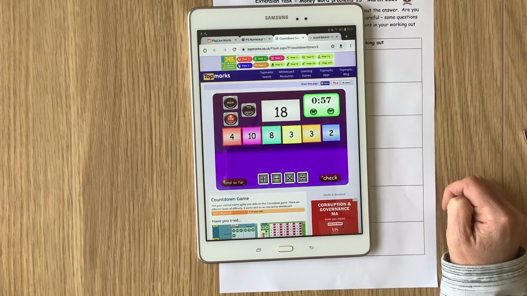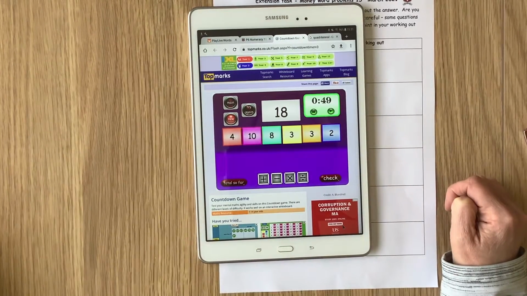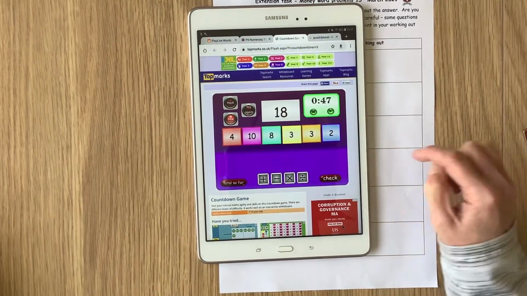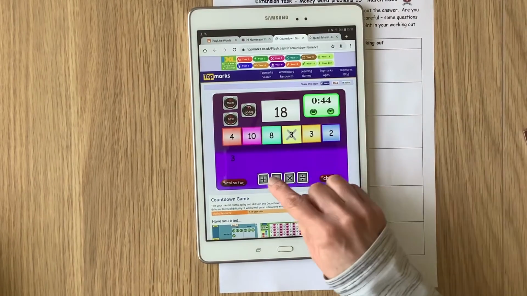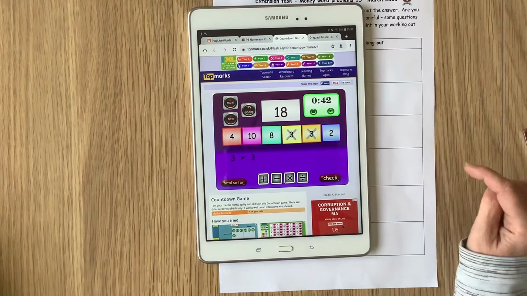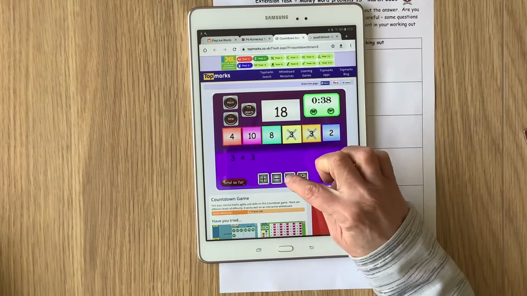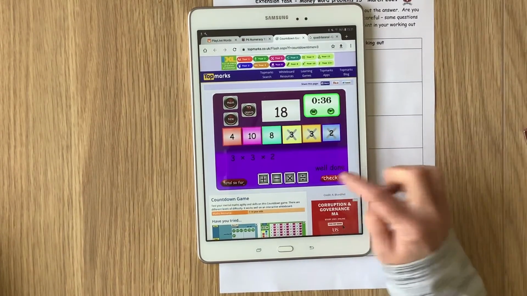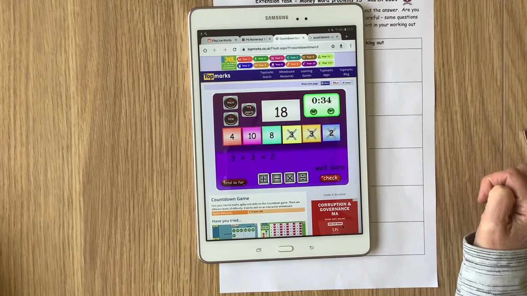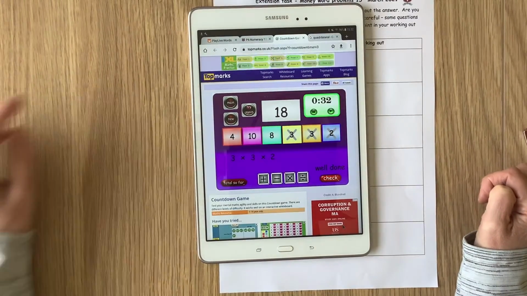How could I make 18 using these numbers? Can you think of a way? Well, you could just, of course, add 10 and 8. Or you might decide to make it more interesting. What I could do is I could do 3 times 3. What's 3 times 3? 3 times 3 is 9. And then multiply that by 2. And that also gives me 18. So you could start with the easier level.